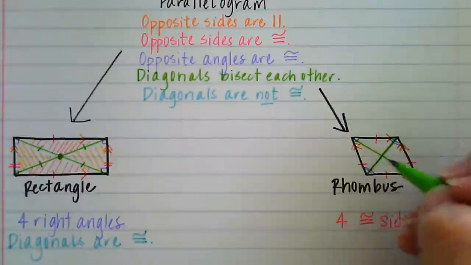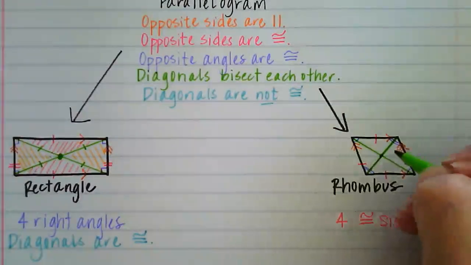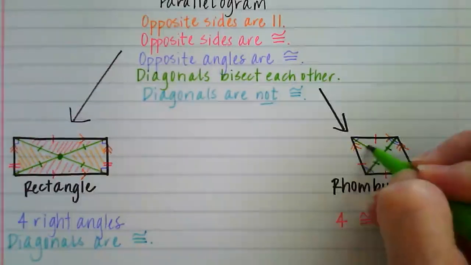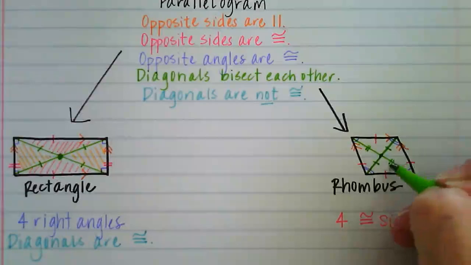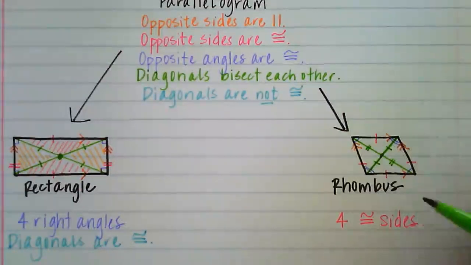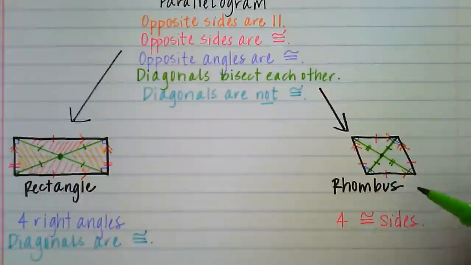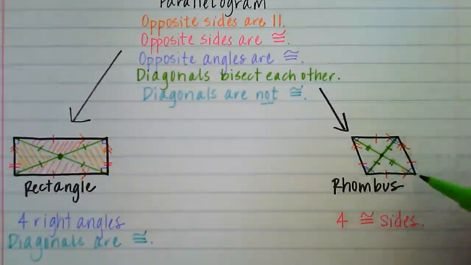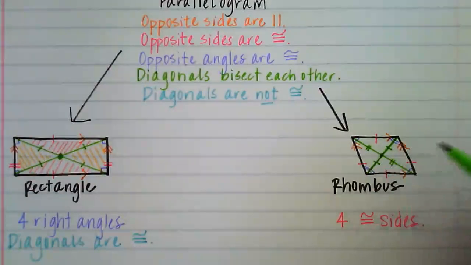Okay, so the diagonals bisect each other, which means that this piece is the same as that one, and this length right here is the same as that one. Now, what's different about a rhombus? The diagonals bisect each other, but they're not congruent in length because, again, the shape is tilted to the side. So this diagonal is longer than that one. But what's special about this is that the diagonals are perpendicular.